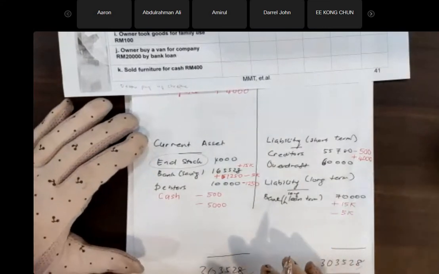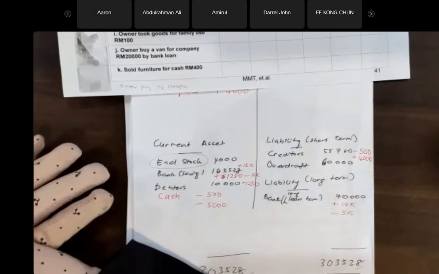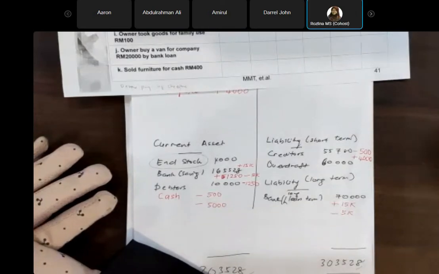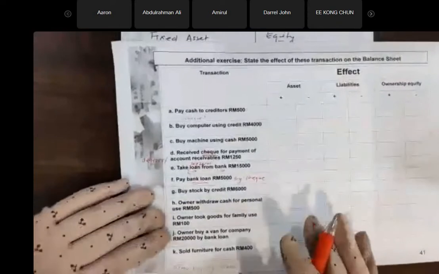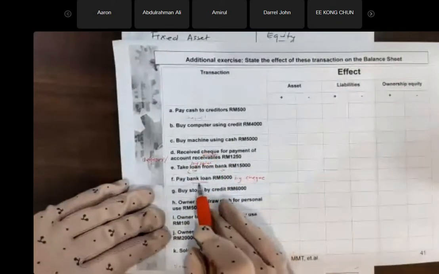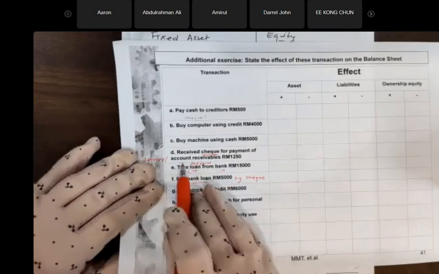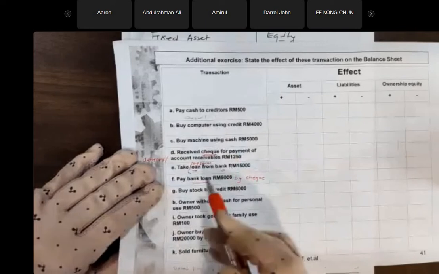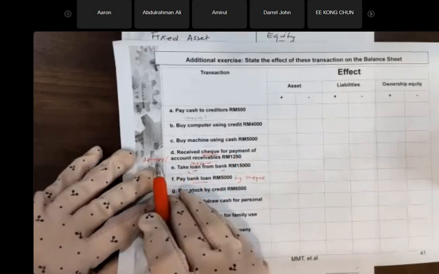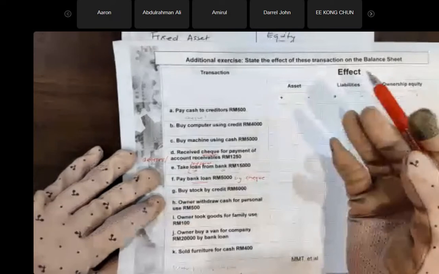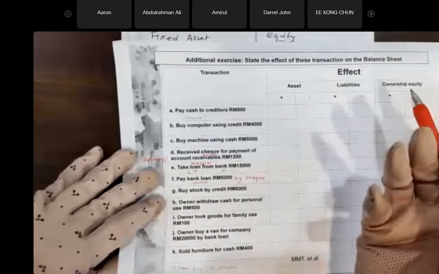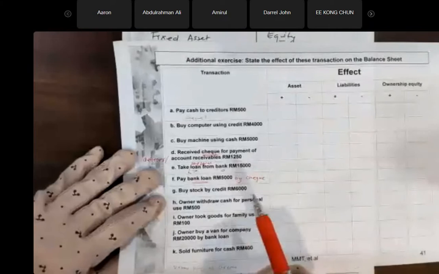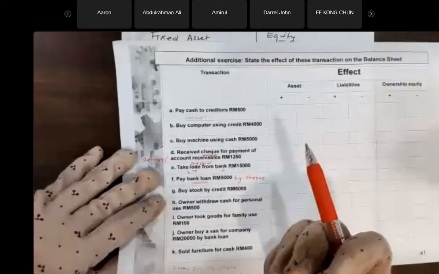Doktor: Macam mana nak tahu bila kita nak kena tambah atau tolak dekat bank ataupun debtors ke cash ke? Tengok ayat. Okay, debtors. Receive check. Ni debtors. Bila kita kata you receive check, awak terima check daripada pembayaran debtors. Debtors dia bayar, so debtors dah kurang. Faham tak? Dan awak terima duit tu daripada penghutang.